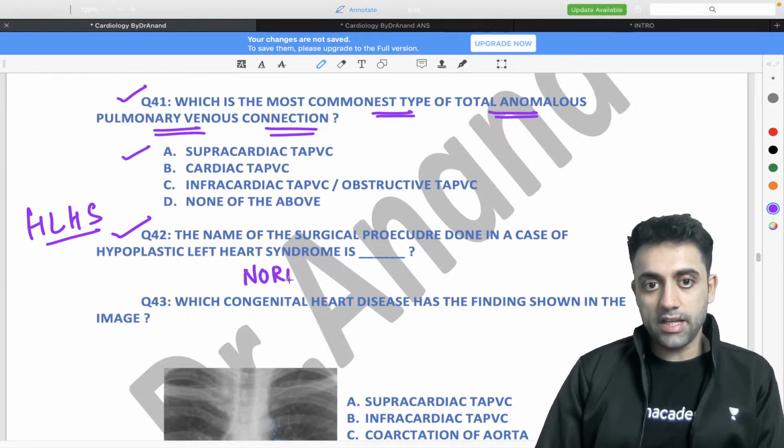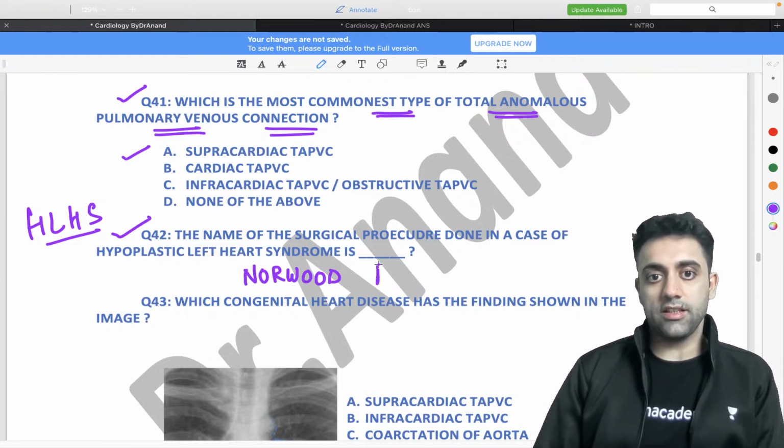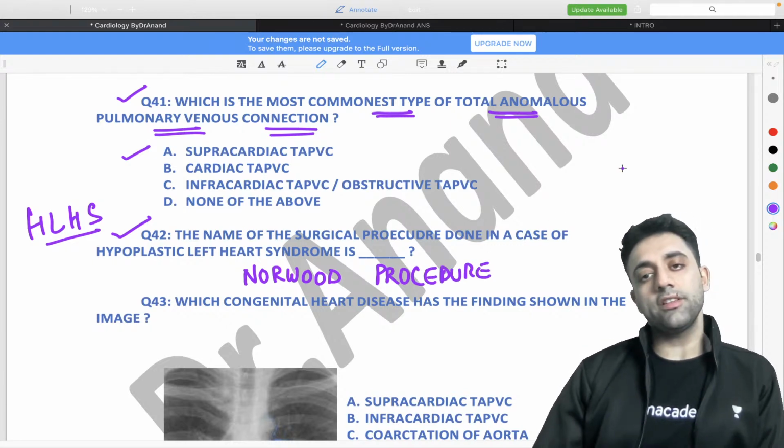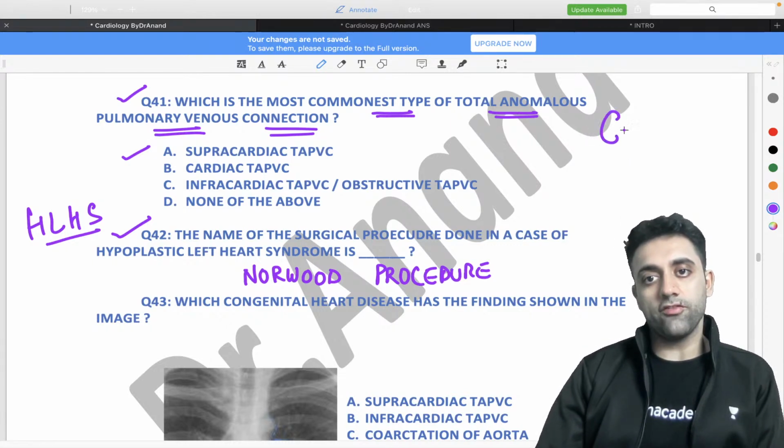The surgical procedure for hypoplastic left heart syndrome is nothing but Norwood. It is nothing but the Norwood procedure. Norwood procedure, right?